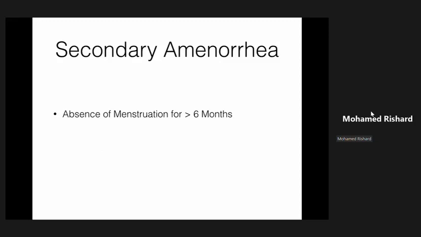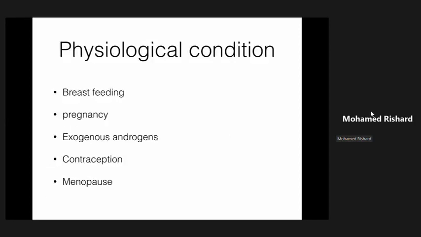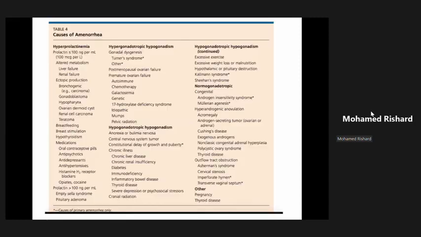Secondary amenorrhea is, again, absence of menstrual period after 6 months. Common causes can be pregnancy, polycystic ovarian syndrome, which we have talked about, androgen secreting tumors, ovarian causes, premature ovarian failure, pituitary, all this. The rest of the other causes can also become a cause of secondary amenorrhea. Physiological conditions: breastfeeding, pregnancy, exogenous hormones, and all this. So this chart, again, lists all the causes.